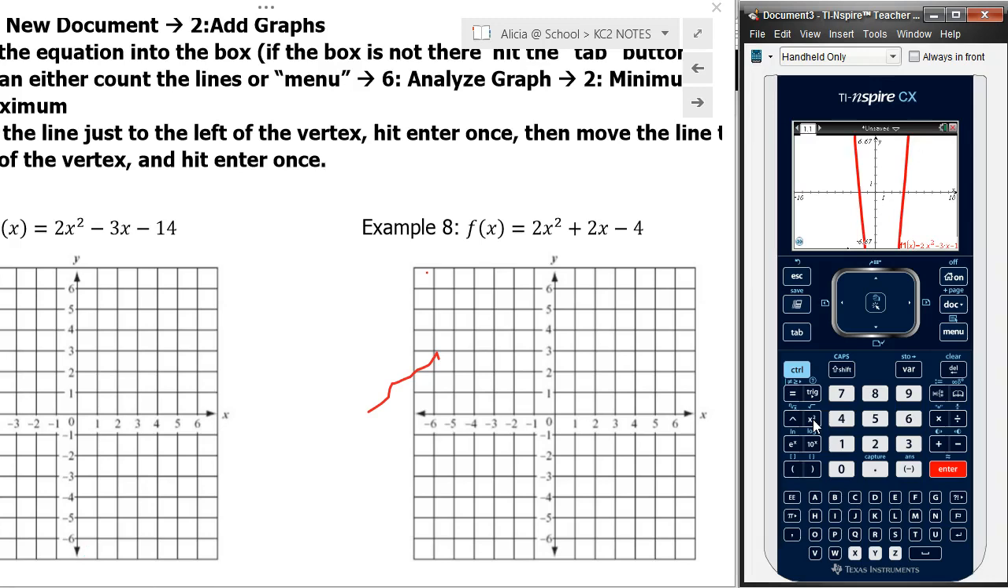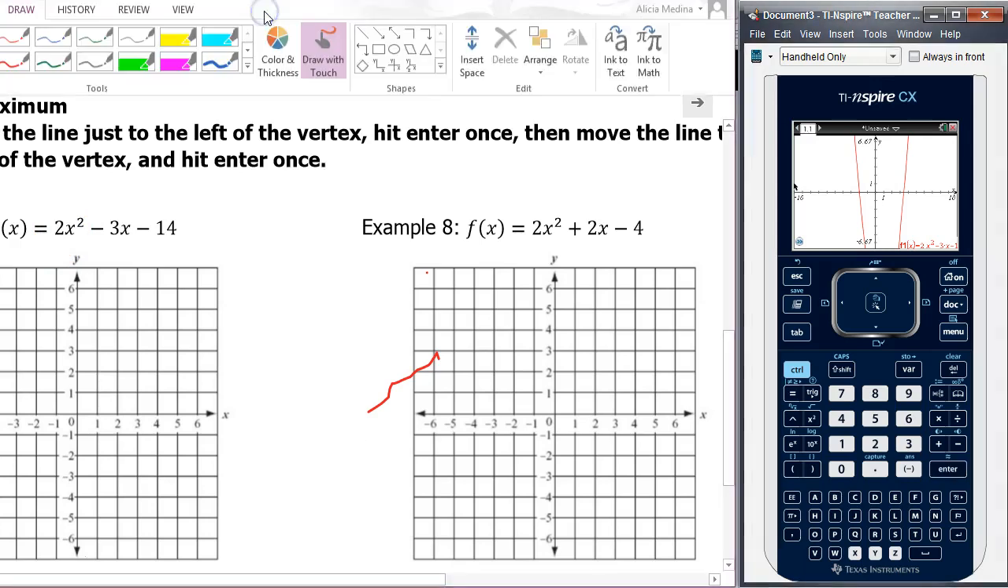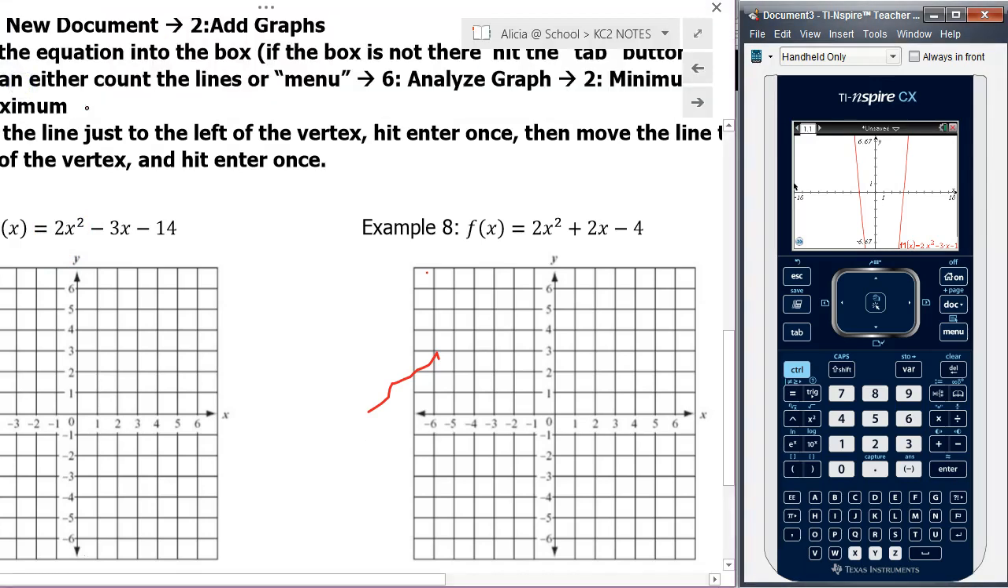And I have to either find the maximum or the minimum. Now, first off, looking at this equation right here, I see that this x value is positive, which means then that if it's positive, my graph is going to be opening upward. So since this is positive, I know this is going to be opening upward, which means my vertex is a minimum.